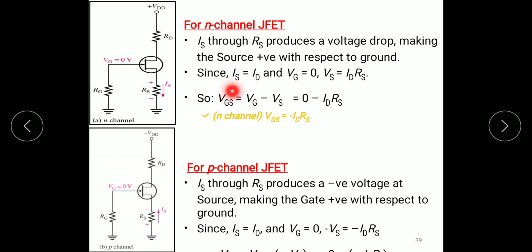These are the equations. We will not go into details. We have just applied the voltage laws, and how the voltage drop is there in the circuit is shown by these equations. And you need not have the explanation for both types of JFET, N channel and P channel. Just prepare for only one type of JFET, either N channel or P channel.